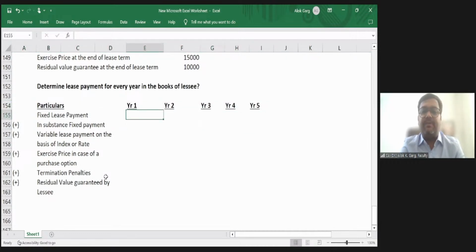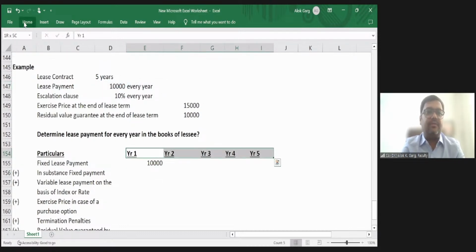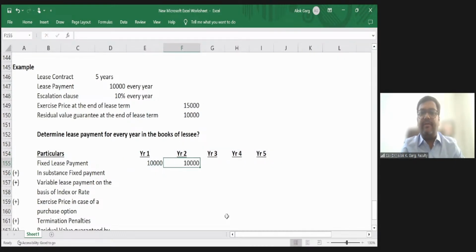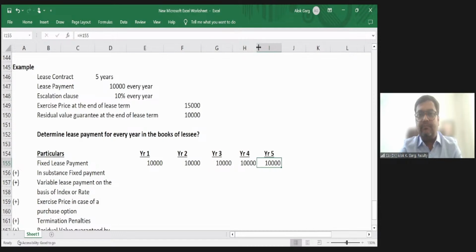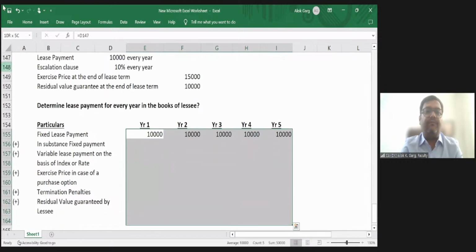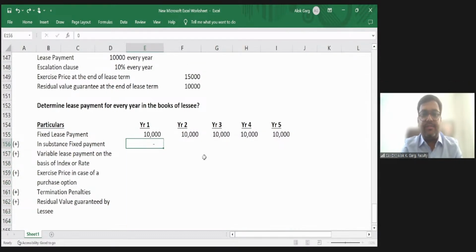Year 1, what is my fixed lease payment in year 1? In year 1, my fixed lease payment is 10,000, right? This will be my fixed lease payment in year 1, 2, 3, 4, and 5. Now, what is my in substance fixed payment? In the first year, it is 0.